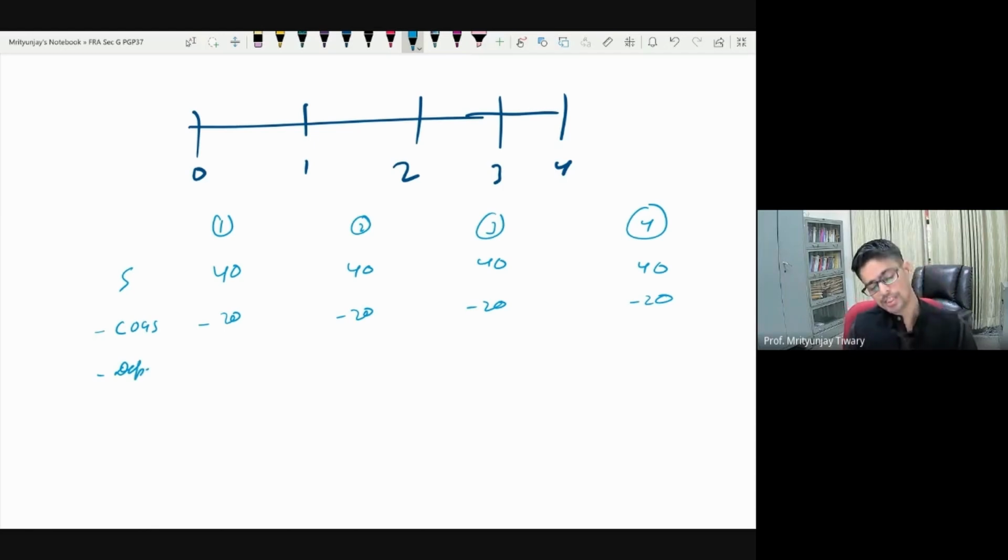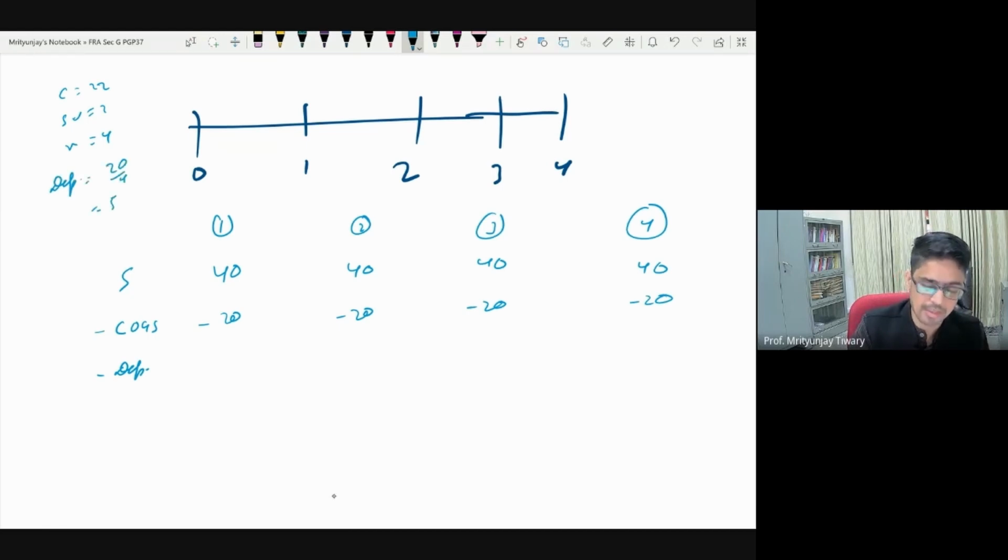If you are using the SLM method, how will we find the depreciation under SLM? So C was 22, salvage value was 2 lakh rupees and N was 4. So my depreciation is what? 20 by 4, that is 5 lakhs per year. So I will show a depreciation amount of 5 lakh in this year, 5 lakh in this year, 5 lakh in this year, and 5 lakh in this year. And how much will I show the profits?